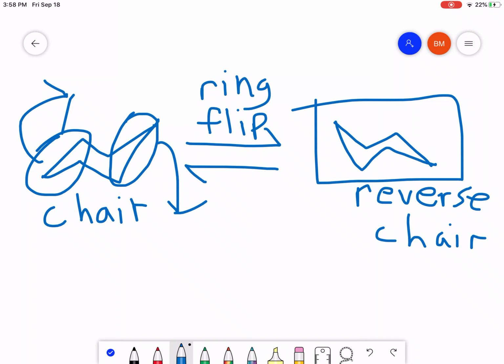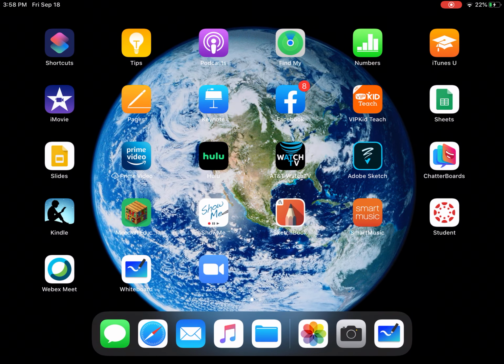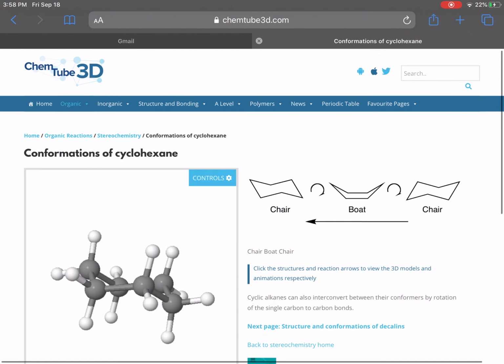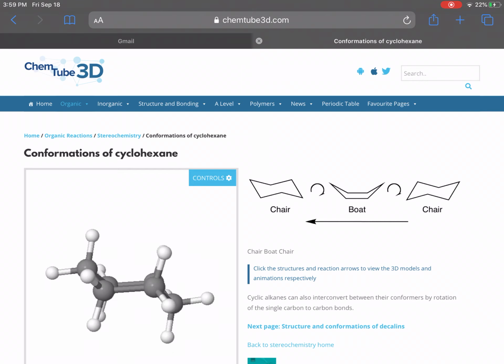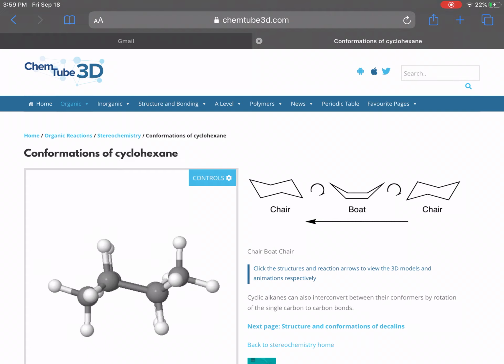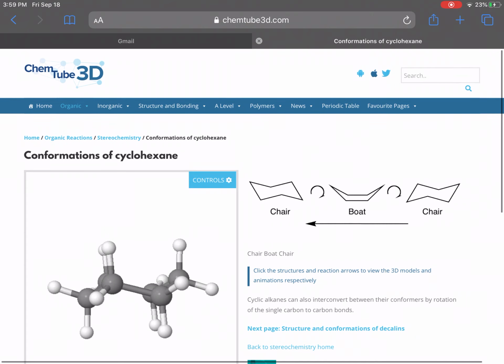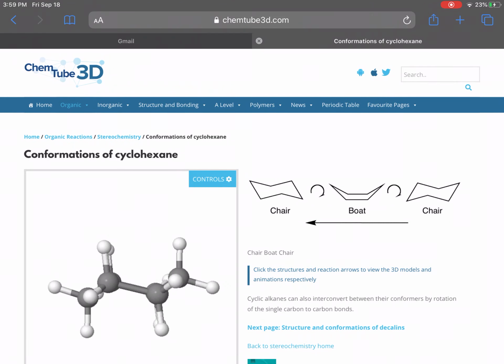We can see this also in the ChemTube 3D, right? So here's our chair. If I click on the other chair, the one that's to the far right here, you'll see it's the same thing, same sort of zigzag, but it's the opposite. Chair, reverse chair, chair, reverse chair, right?